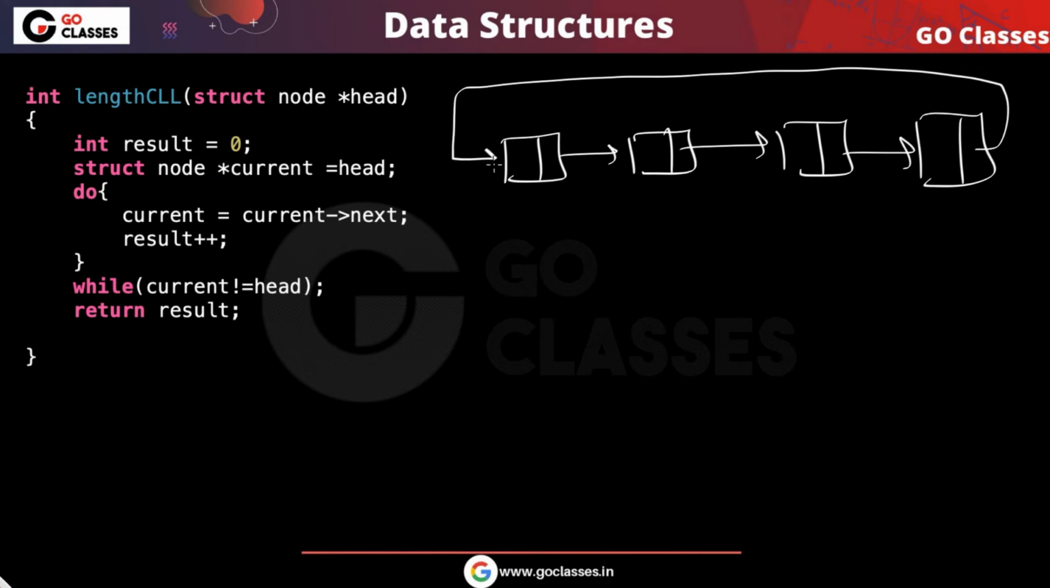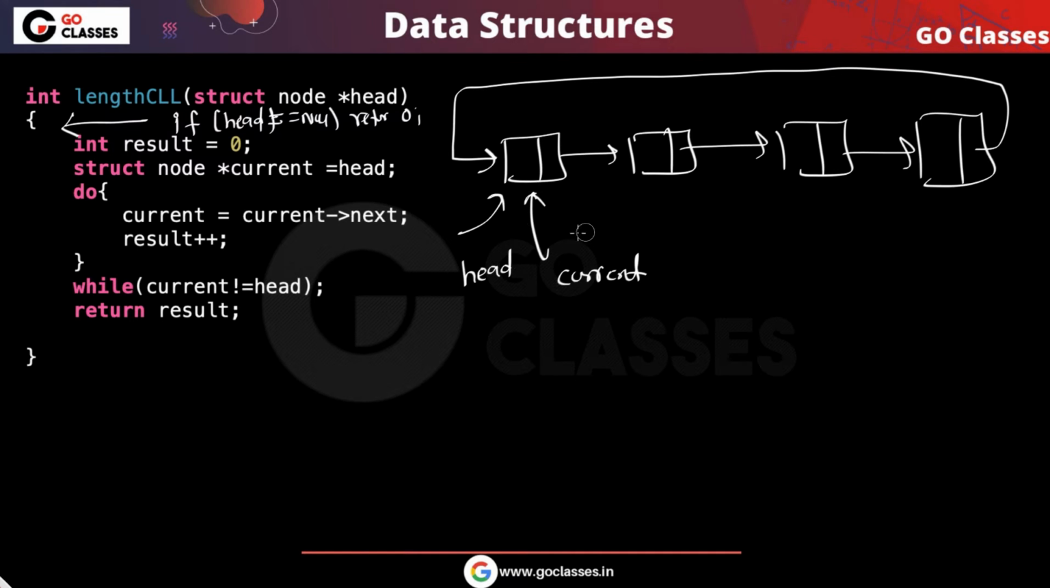Suppose this is your circular linked list. Again and again I'm not writing that basic check, which is if head equals null then return 0. Anyway, you can write it. So head is pointing here and current is also pointing here, because I am asking current to point here. Then, instead of immediately checking whether current is head or not, I'm asking current to move to the next position first. So current will move to the next position first and result will get incremented, and then I'm checking whether current is head or not, right?